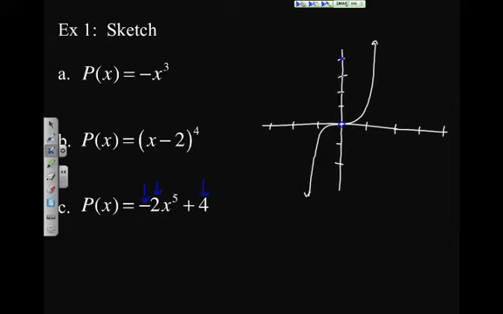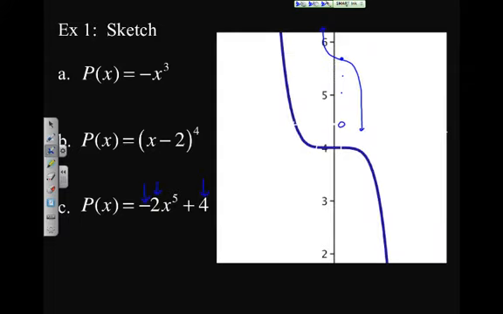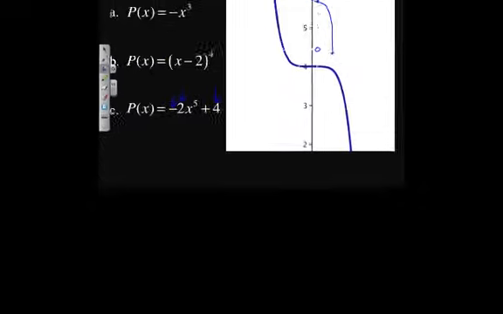It is a vertical stretch, so it won't be quite as flat, and it's reflected. So it's going to look something like that as it comes through. So again, to take a look at a little better picture on the computer, we can see that it still has been moved up 4 units, it's reflected, and it's a little bit stretched out.